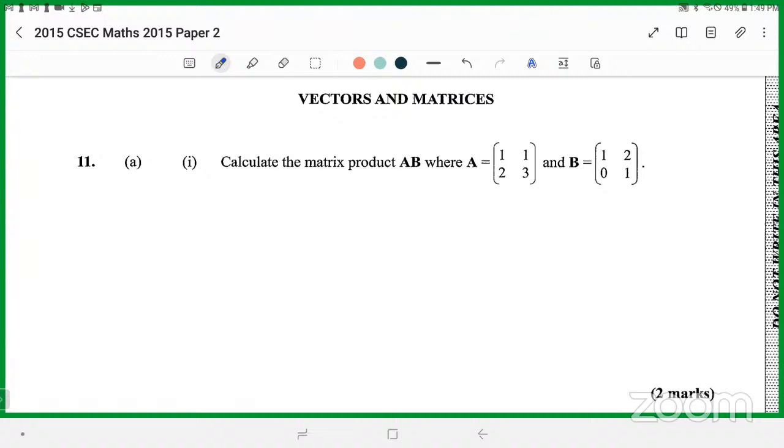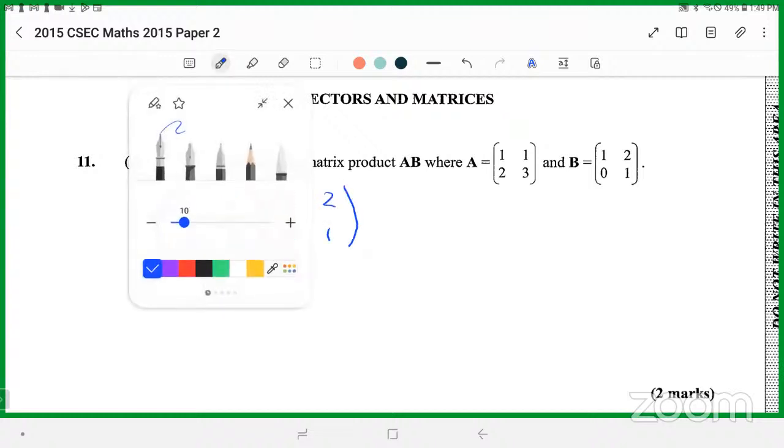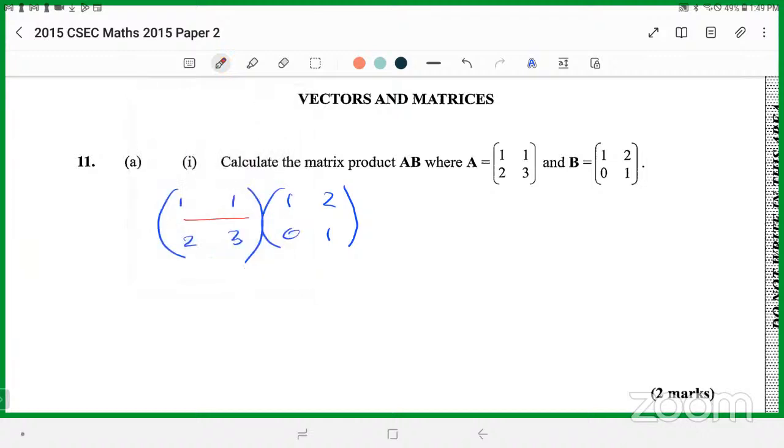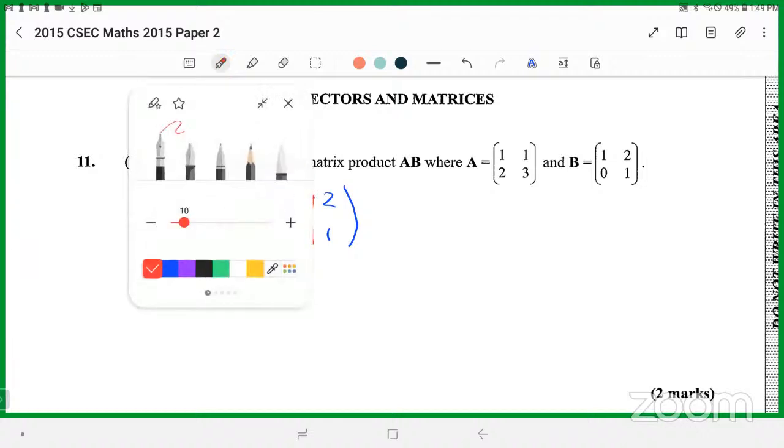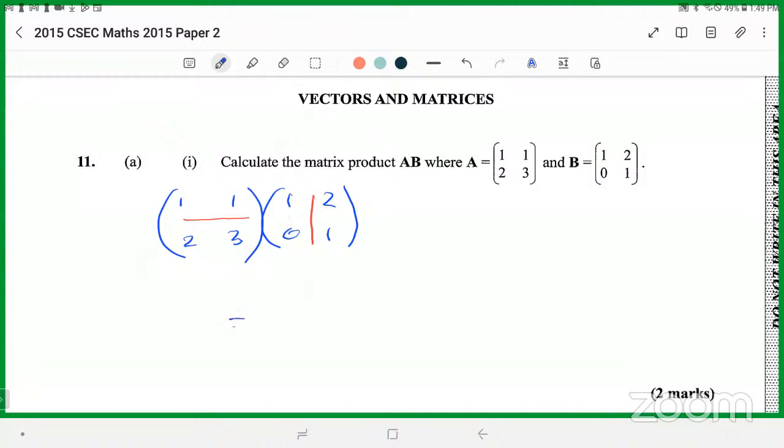Calculate the product of these two matrices. Multiply them. Let's do this quickly. We'll multiply them. Let's write it out. 1, 1, 2, 3. That's the A. Times 1, 2, 0, 1. Remember, you multiply the rows of the first matrix by the columns of the second matrix. It's going to be equal to a 2 by 2 matrix. Let me shift this over a bit.